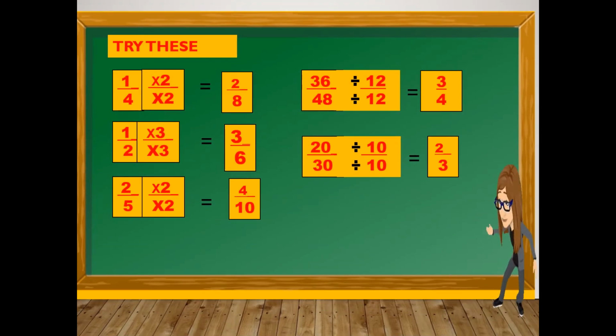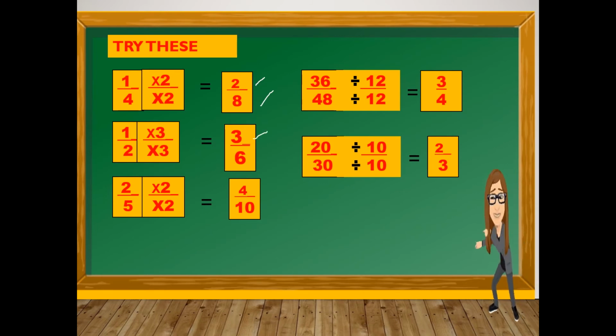Let us see. Number 1, you have 1/4 times 2. So 1 times 2 is 2, and 4 times 2 is 8. Therefore, 2/8 is equivalent to 1/4. Very good. 1/2 times 3 is 3, and 2 times 3 is 6. Okay. Correct. 2/5, you multiply it by 2. 2 times 2 is 4, and 5 times 2 is 10. Very good.